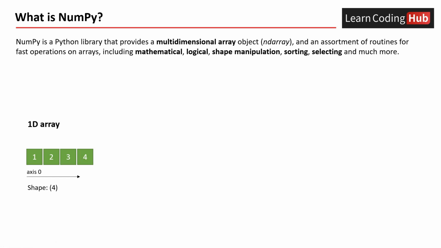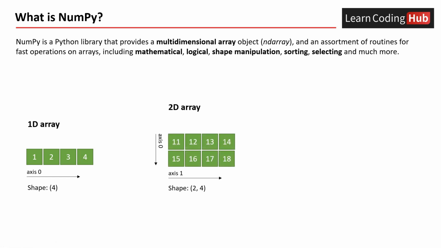Then let's quickly look into the two-dimensional array. In the two-dimensional array, you can think of this like a table. We have rows and we have columns. Rows are like axis 0, the columns are axis 1, and this, as you can see, is of shape 2, 4: 2 rows and 4 columns, of course having the values from 11 to 18.